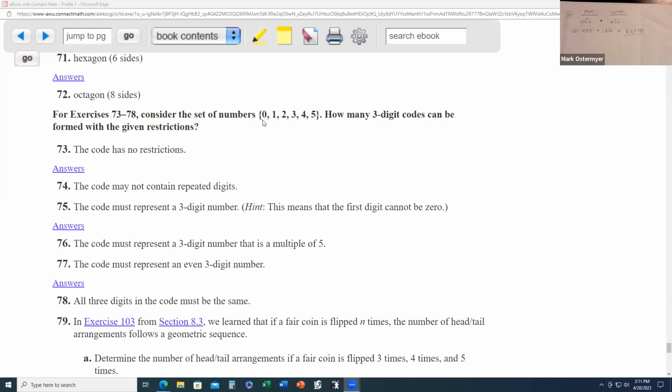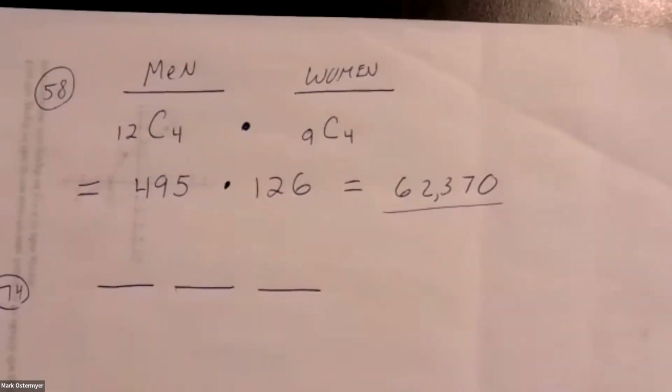Consider the set of numbers 0, 1, 2, 3, 4, 5. How many 3-digit codes can be formed with the given restrictions? Number 74 says the code may not contain repeated digits. Ladies and gentlemen, we must have a 3-digit code, and yet we cannot have what? Any repeated digits. For number 74, I'm tempted to make 3 mailbox slots here. Now, there cannot be any repeated digits.